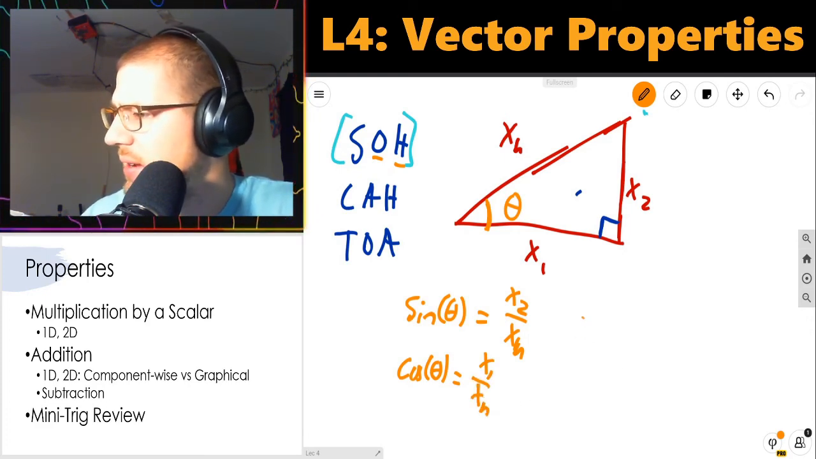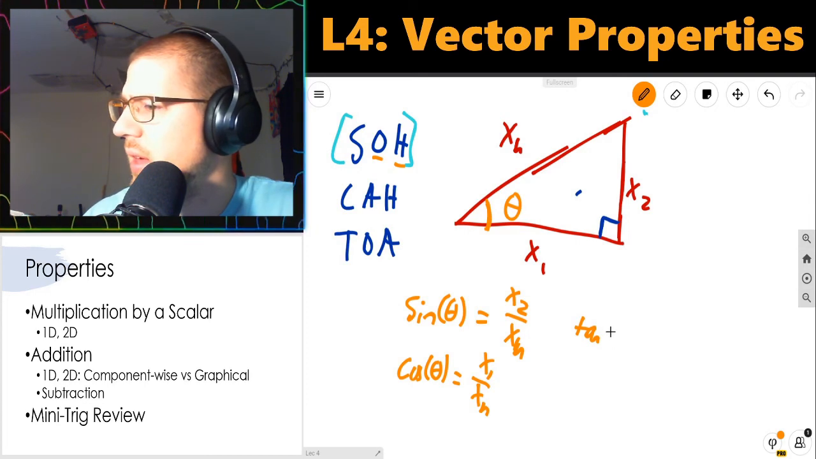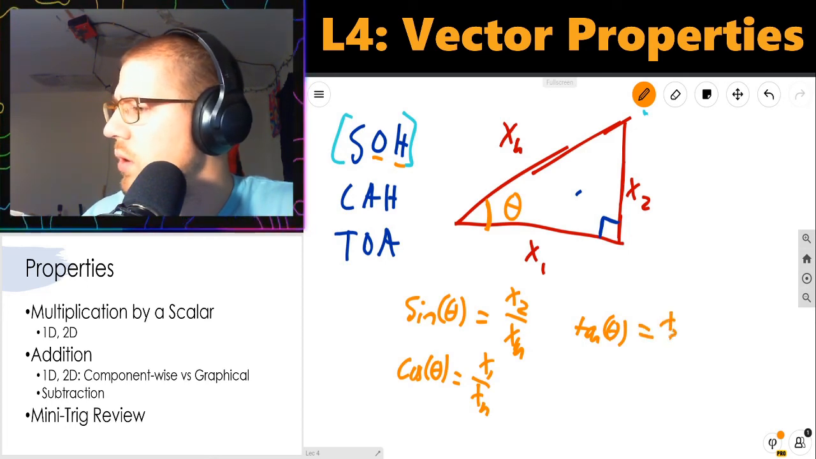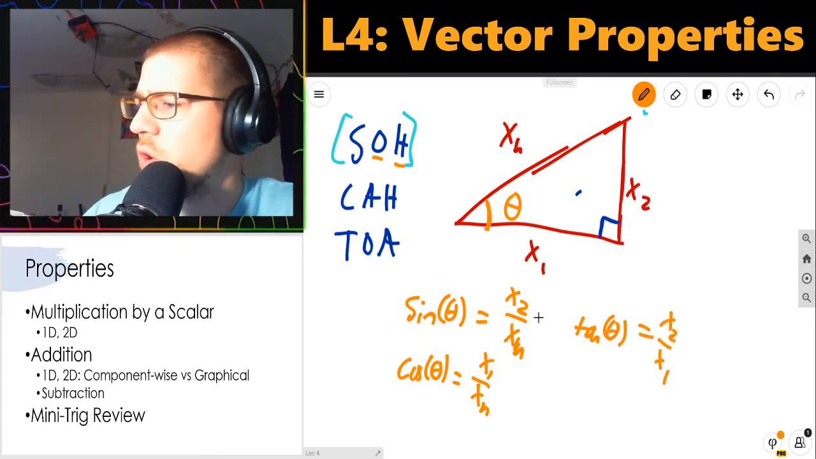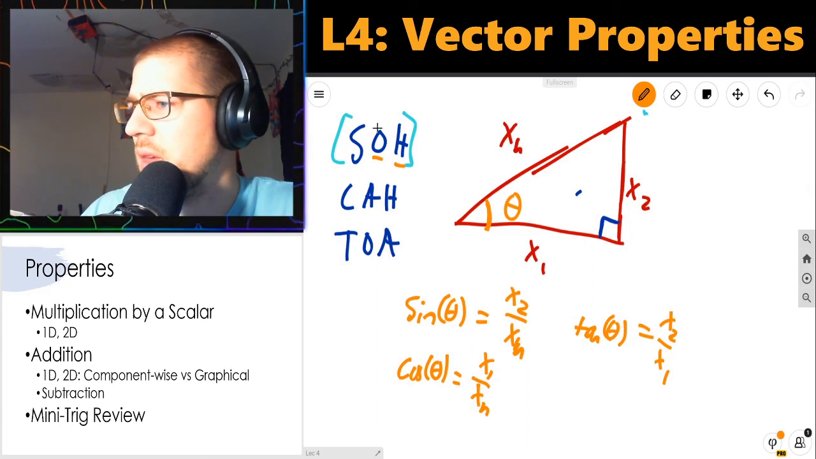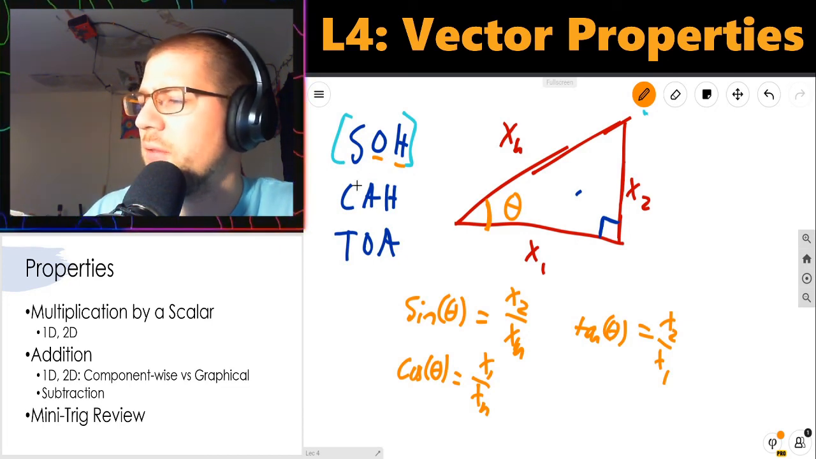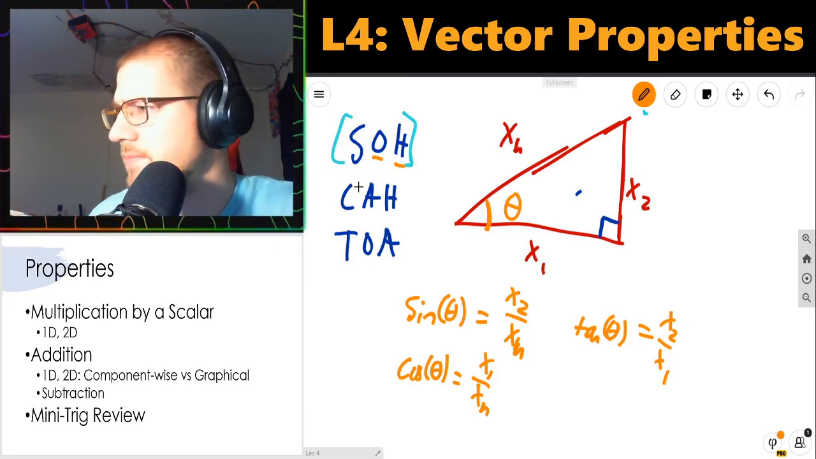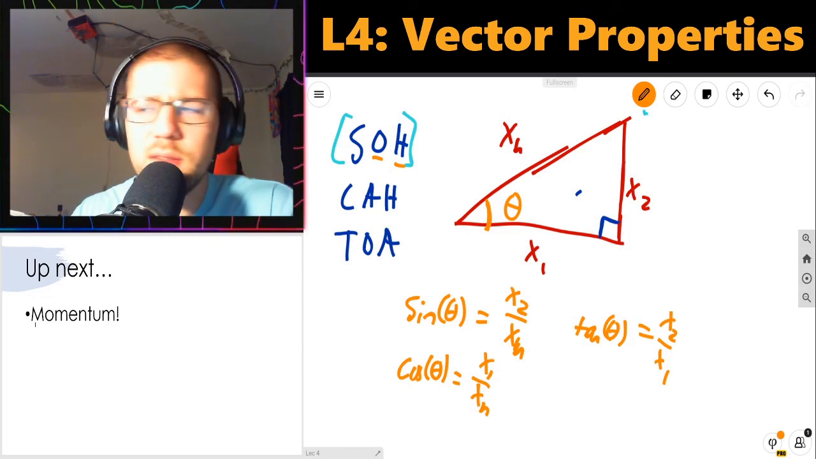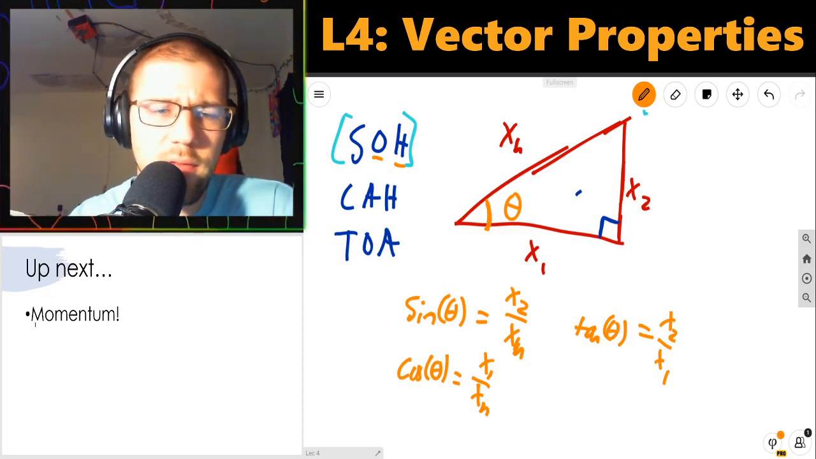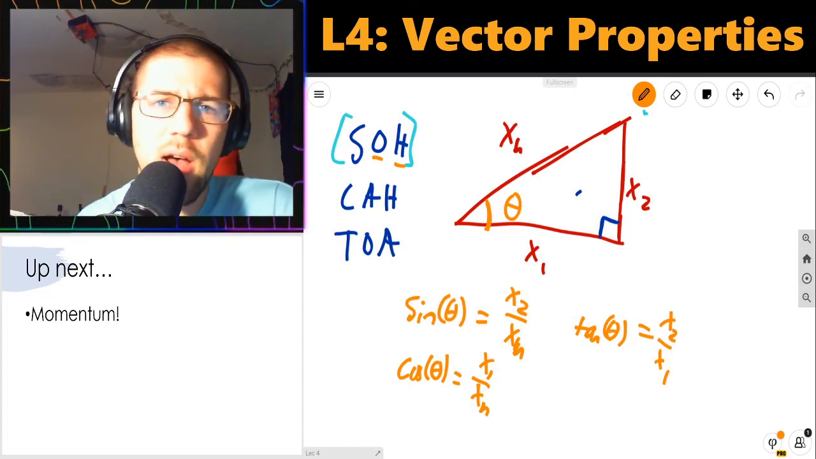All right, and finally, tangent of theta tells me opposite over adjacent. That's going to be x2 over x1. That's SOHCAHTOA. The middle letter is the one that is on the top of the fraction. The final letter is on the bottom of the fraction. And the first letter tells me the function. Okay, I think that about wraps it up for this introduction to some properties of vectors. Next, we'll be talking about momentum.